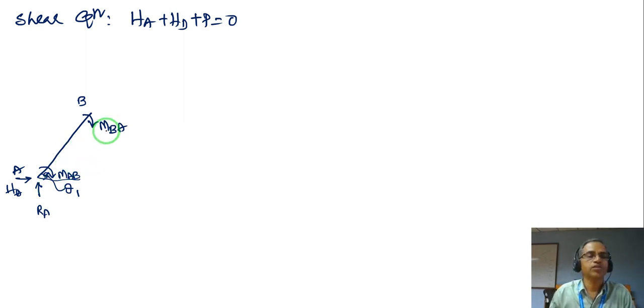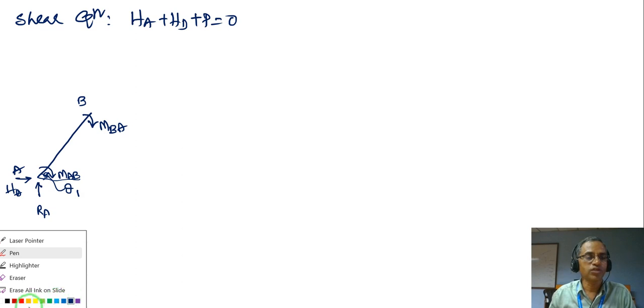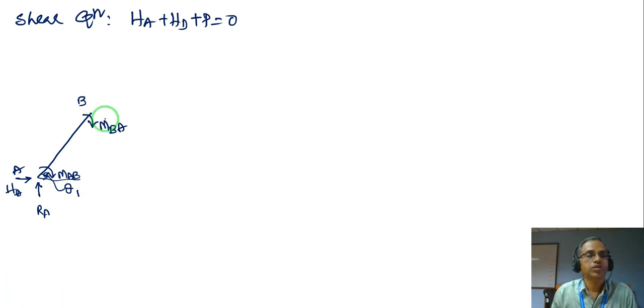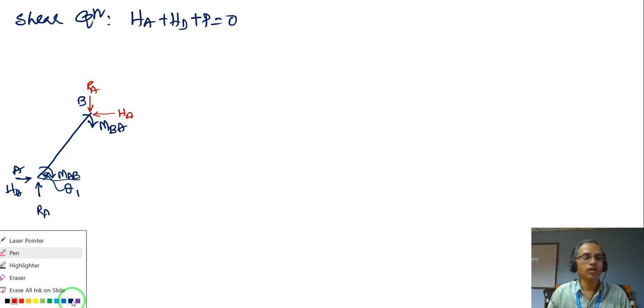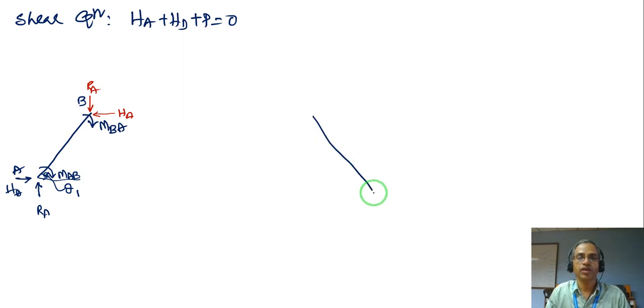Now, for this inclined column to be in equilibrium, I must have the opposite force to HA, only then this column will be in equilibrium, and a vertical force at A. Now this AB is in equilibrium. Only then is the structure standing. Very important.